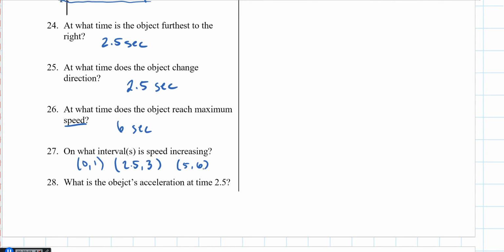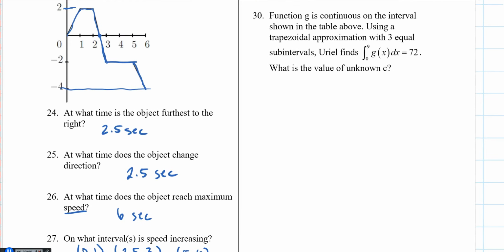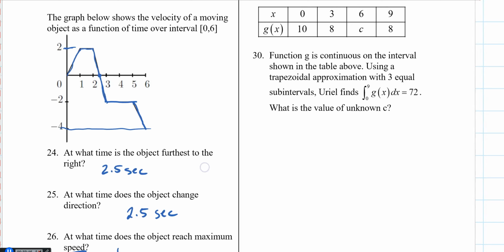And then what is the object's acceleration at 2.5 seconds? So remember, the acceleration is the slope, or the derivative, of a velocity graph. So if we already have a velocity graph, we have to look for the slope of the graph at 2.5 seconds. Well, here's 2.5 seconds. This happens to be a line.